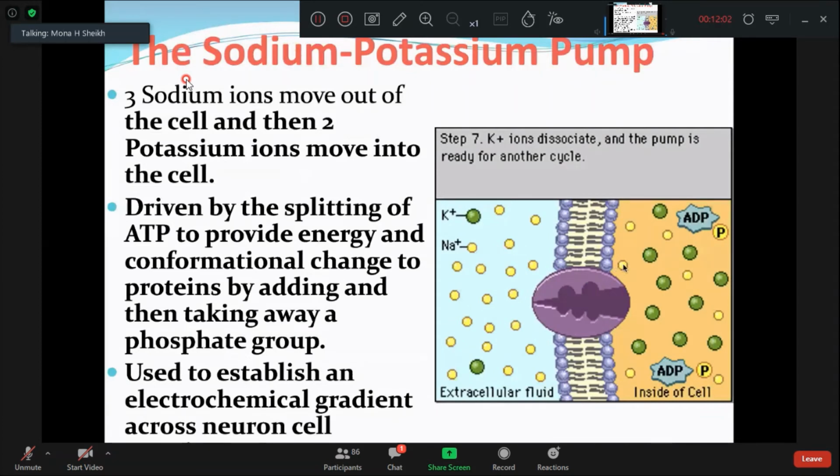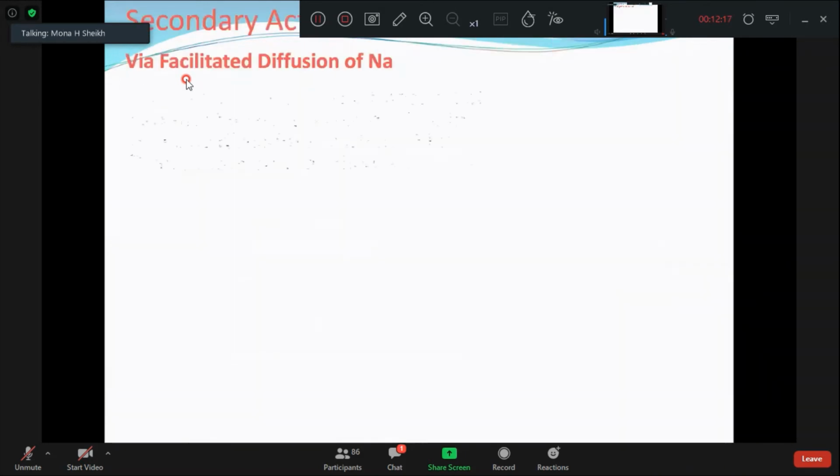So I'm bringing sodium from here to here, from low to high. I'm bringing potassium from here to here, again from low to high. Because I'm going against gradient, then I have to spend energy.